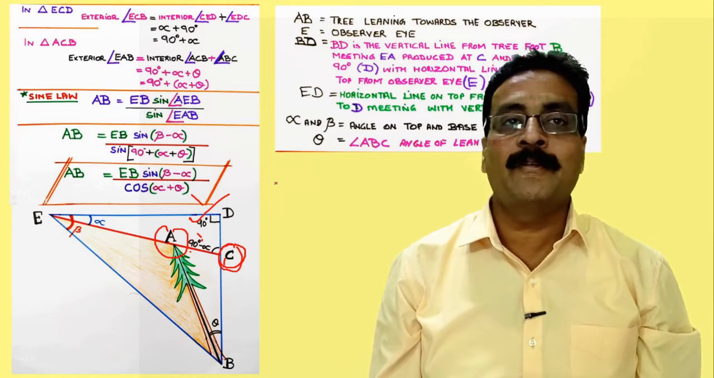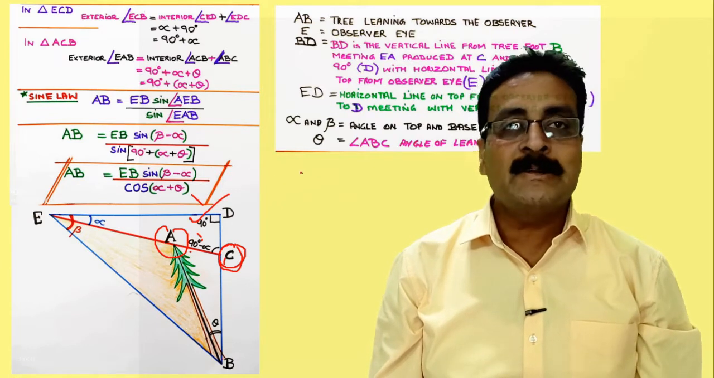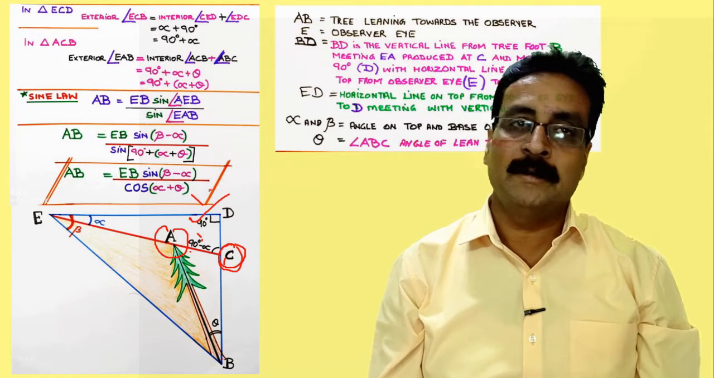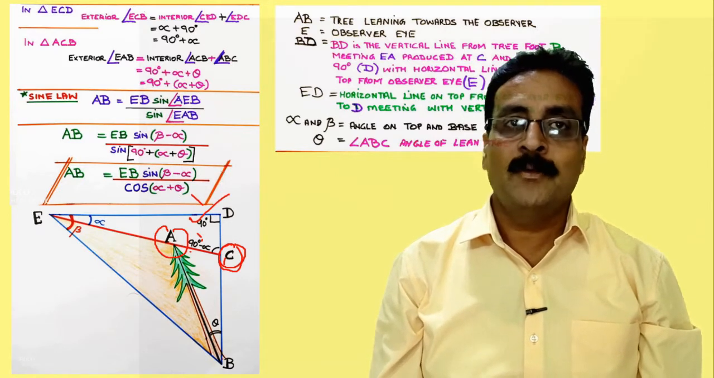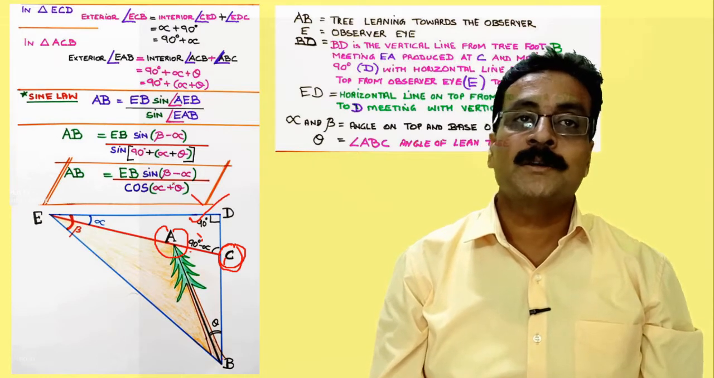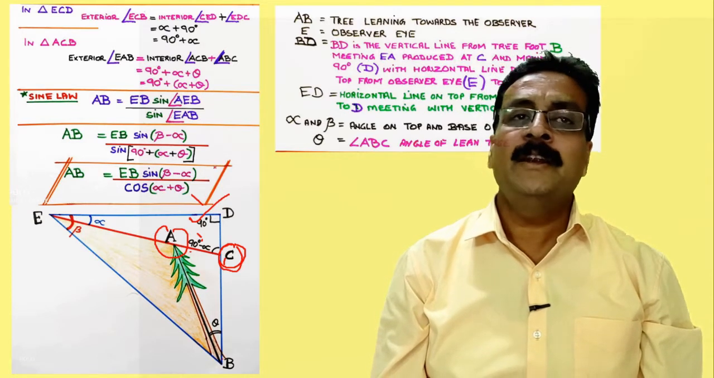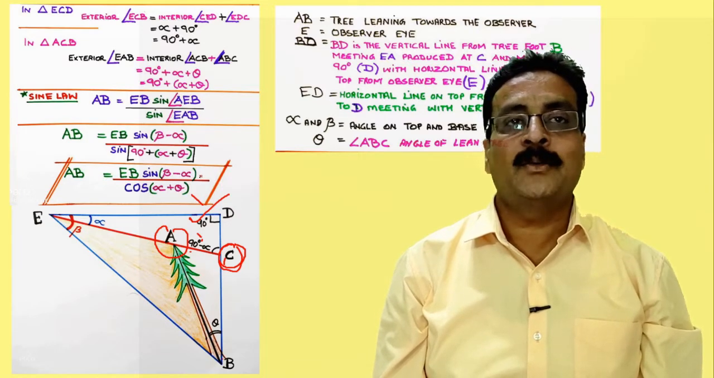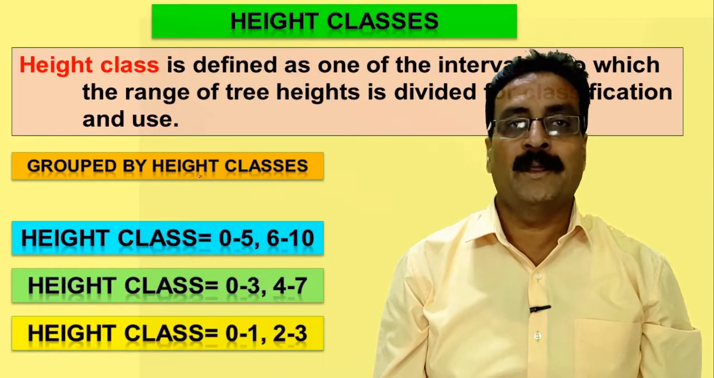Now again, I'm telling you, we have the tangent method. That is a very simple method when it is a vertical tree, maybe on sloping ground, maybe on level ground. Another method is the sine method, when in trees you cannot make a right angle and the tree may be leaning towards the observer or away from the observer, in difficult terrains, on slopes and in different situations. So we can calculate by the trigonometry method.